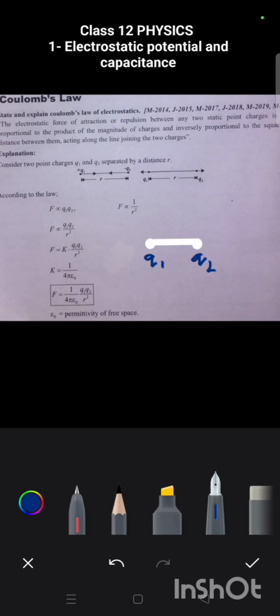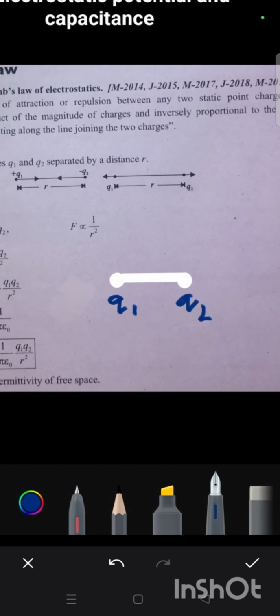As per the statement, the electrostatic force of attraction between any two static point charges. We have considered two point charges, that is Q1 and Q2 here. I have drawn it here as you all can see. Two static charges. They are point charges, not huge charges. We are considering two static point charges.